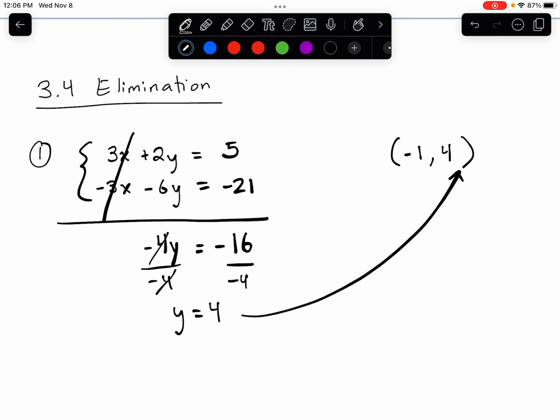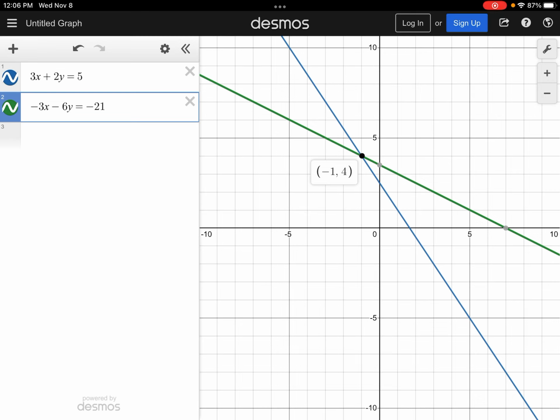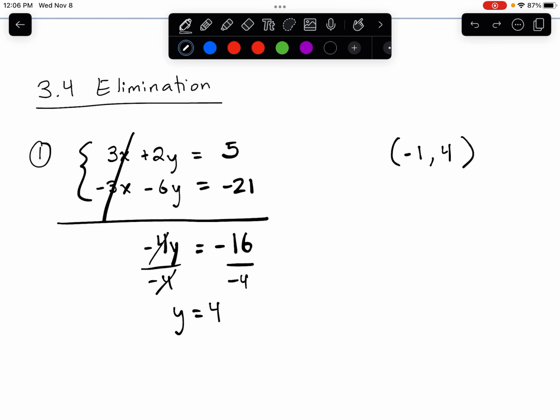And again, I already wrote the solution over here, so we know the answer is 4. How do I know that already? Well, because I graphed this on Desmos, right? So I got both of these equations graphed, and we find out that they meet at negative 1, 4.